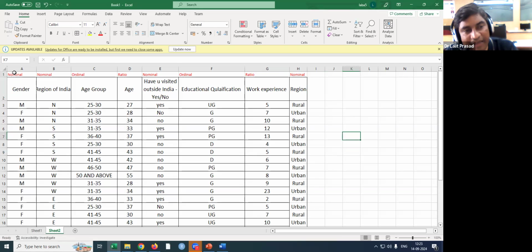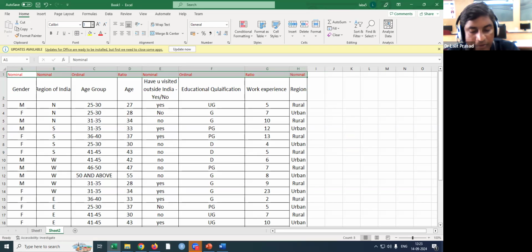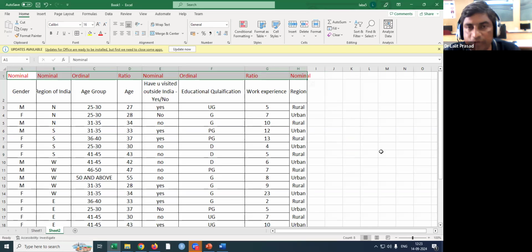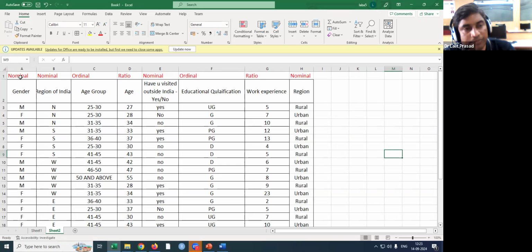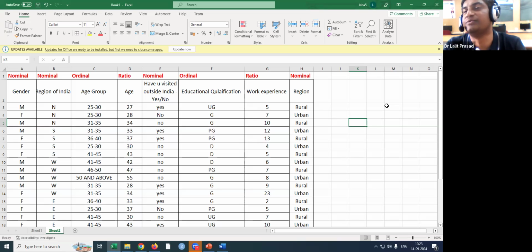Whatever I have taught you, if you are able to understand it, when you get a data, you will be able to find out and do the analysis. I hope you are able to understand this. Everything I have said so far, all of you are able to understand. That is the data classification. It means you are getting a data and you are able to classify it into nominal, ordinal, interval and ratio.